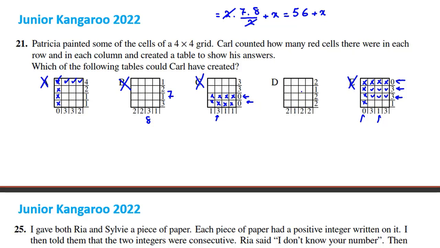Let's find an example for this case. We can say 2, 2, 2, 2s. 1 here. 2 here. 2 here. I think it's good. 2 is okay, 1 is okay, 2 okay, 2 okay, 2 okay, 2 okay, 1 okay, 2 okay. So the answer is D.